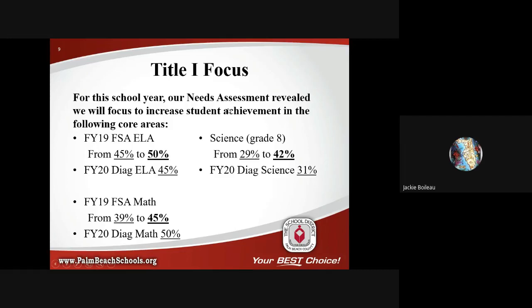So then if we look at science, it's the same idea. FY20 science was 29%, which we were not happy about. However, we set a goal of 42%. We didn't get to take the FSA. The diagnostic from January had them at 31%. So as you can see again, they were making gains. They were growing and moving in the right direction.